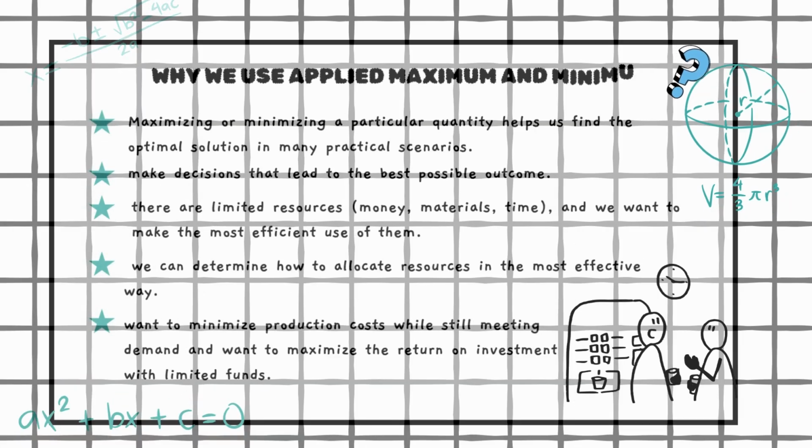So next, moving on to why we use applied maximum and minimum, which is maximizing or minimizing a particular quantity that can help us find the optimal solution in many practical scenarios.